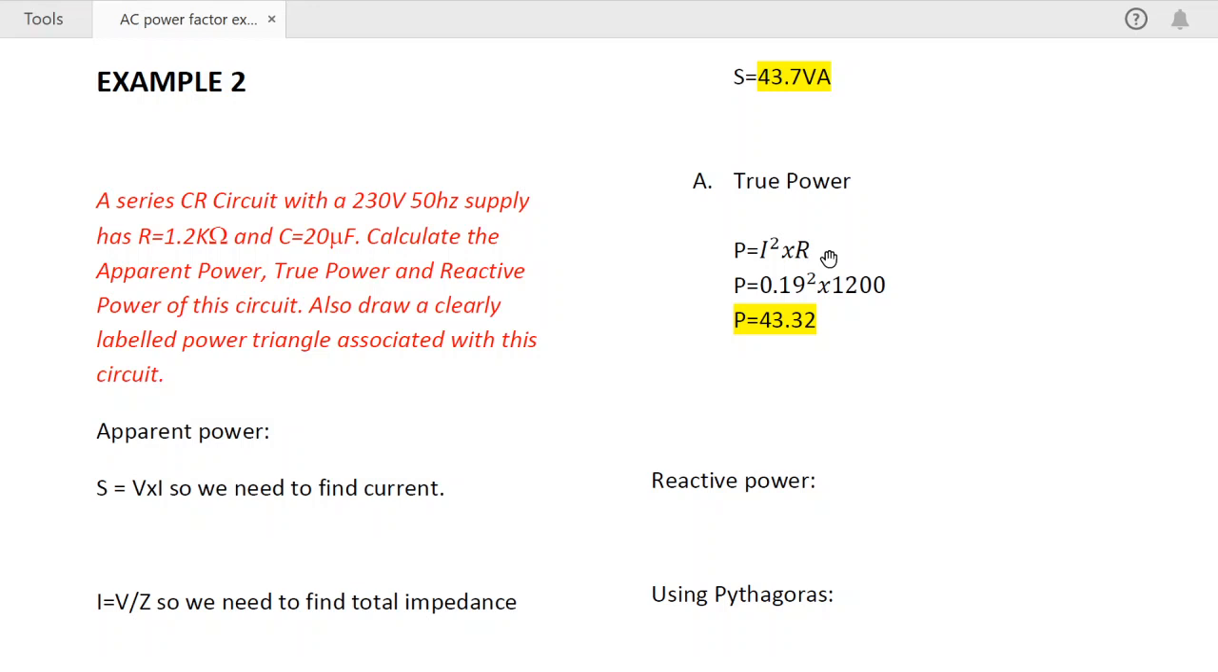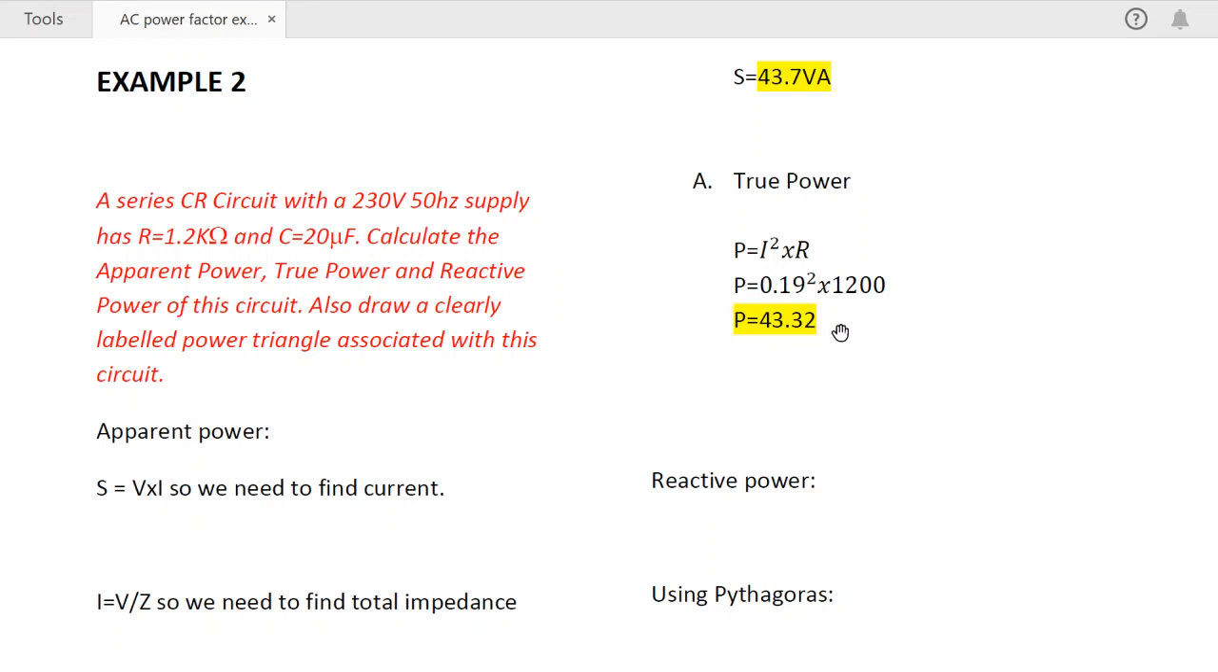Now, we could do that, that's fine, and if you know how to do that and you want to do it, do it. But for me, with the information that we've got, this is easiest because we have the I, we know what I is, and we know what R is. Now I is 0.19, so we square that and multiply it by 1200, which was our R. You should remember true power is our resistive power, so when we use this formula, we'll use the actual resistance, not the impedance or the capacitive reactance.